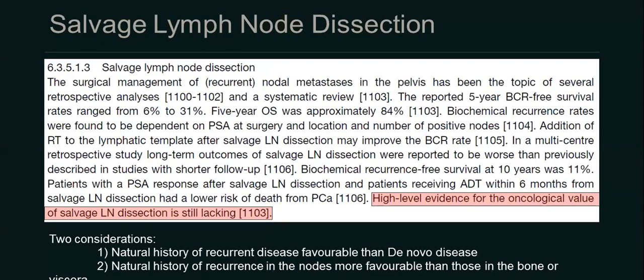The idea of salvage lymph node dissection, and you would consider this one because the natural history of recurrent disease is more favorable than the de novo disease, and the natural history of recurrence in the nodes is much more favorable when you have recurrence in the nodes compared to bone or visceral metastasis. The current guidelines say that there's no high-level evidence for the oncological value of salvage lymph node dissection. So we would generally not offer salvage lymph node dissection at the moment, but there are centers that do that, and there is quite some data coming up from that.